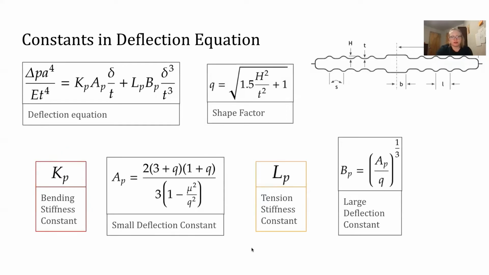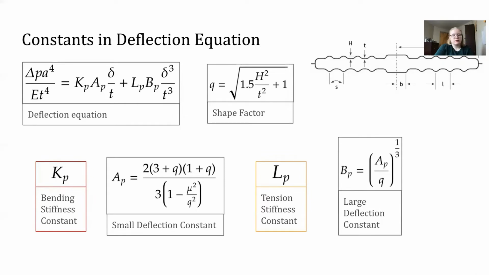Now, to further discuss the variety of constants used in the corrugated deflection equation, the shape factor, Q, is a dimensionless parameter defined by the relationship between the thickness of the diaphragm wall, T, and the height of the corrugation, H. AP, the stiffness constant for small deflections, is defined as shown using Q, the shape factor, and mu, Poisson's ratio. BP, the stiffness constant for large deflections, is defined in terms of AP and Q on the slide for the sake of neatness. We need to use both AP and BP because the deflection of the diaphragm in our device is large compared to the radius of the diaphragm.